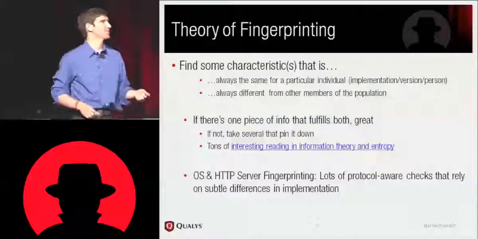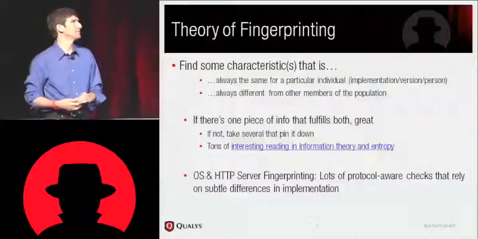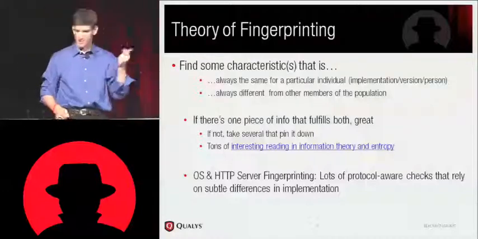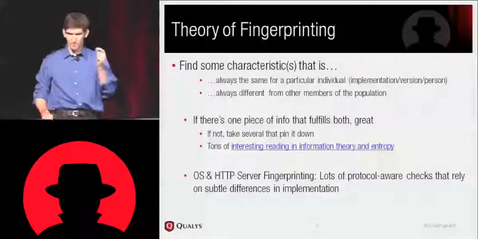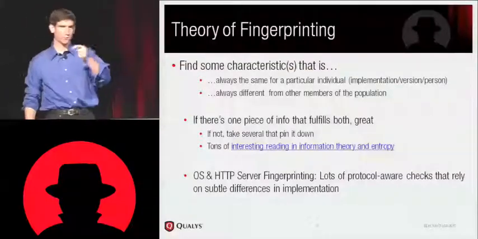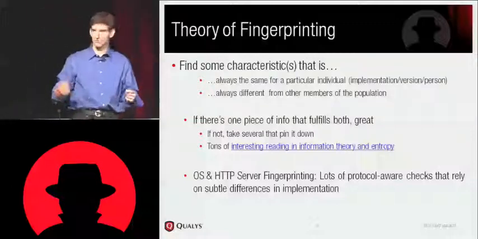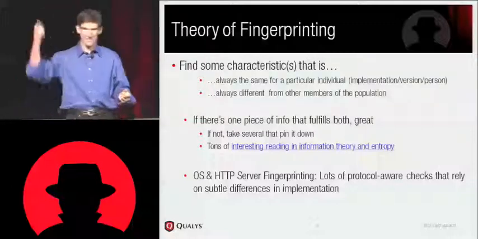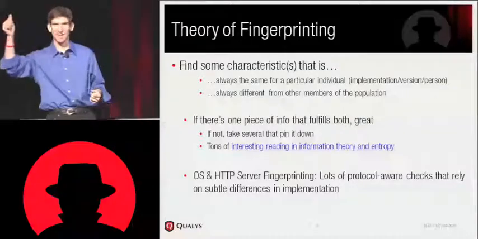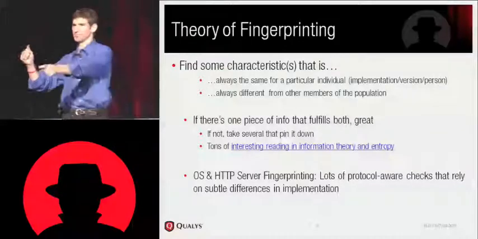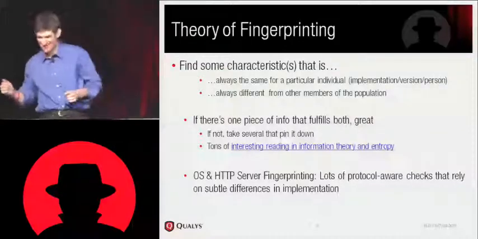Quick theory of fingerprinting. We don't need to dive too deeply into this, but we're looking for some characteristic that identifies an individual. Now, how we define individual depends on what we're doing. If we're doing criminology, then it's the actual fingerprint. This thing identifies me differently from this gentleman in the front row who loaned me a power cord.